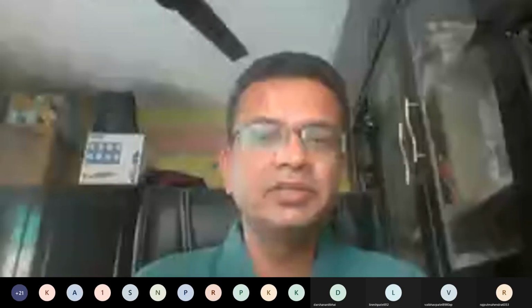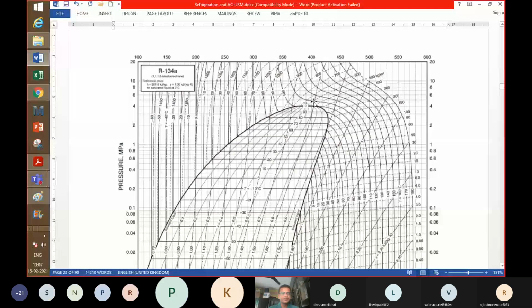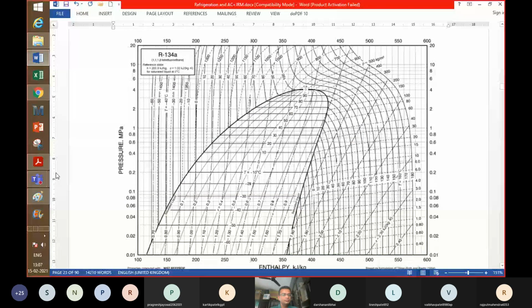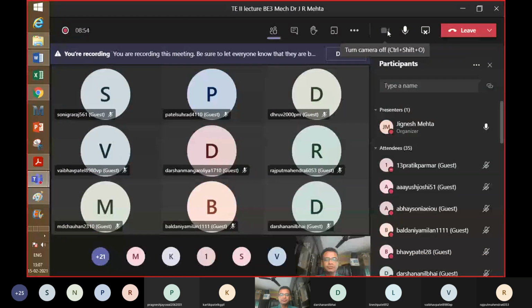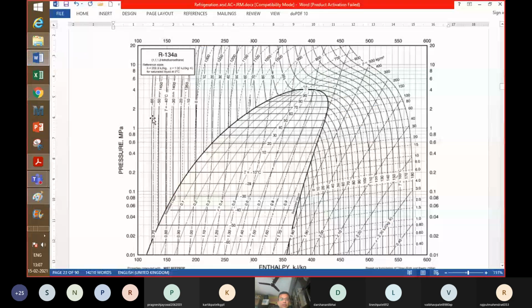The cycle that we discussed is the standard or ideal vapor compression refrigeration cycle. So that cycle, we wish to plot it on the pH chart.